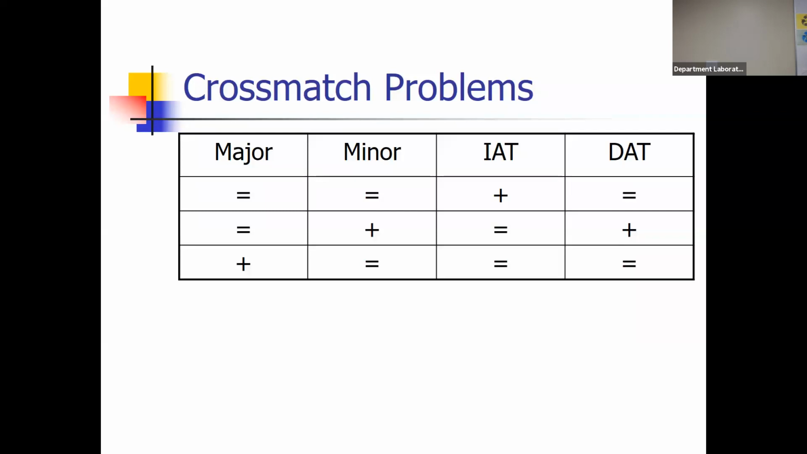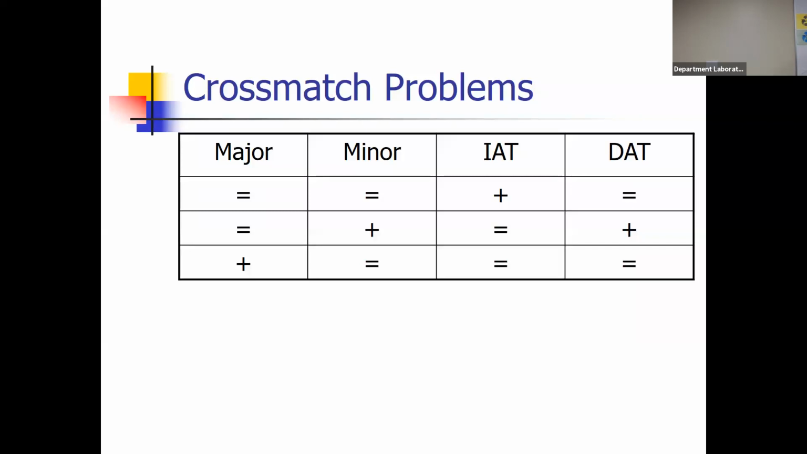Donor DAT. Your donor has a positive DAT. So do you see how you have to approach these? You have to ask yourself what is being tested here. In the major crossmatch, you have your donor red cells mixed with patient plasma. If your donor has a positive DAT, your major crossmatch could be positive at AHG. If your patient has a positive DAT, then that would affect your minor crossmatch.